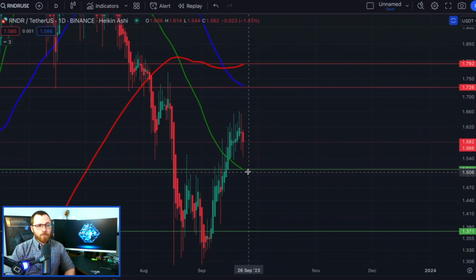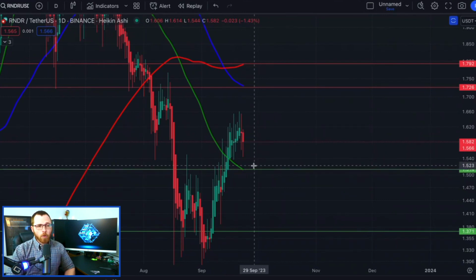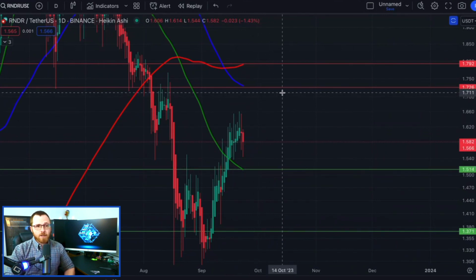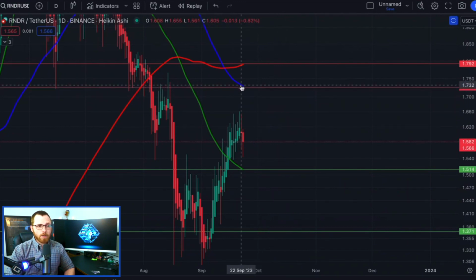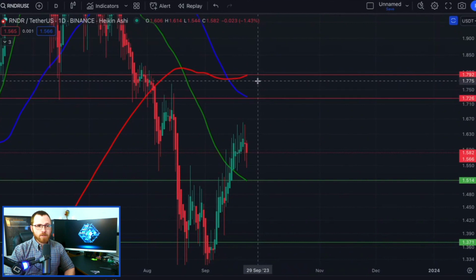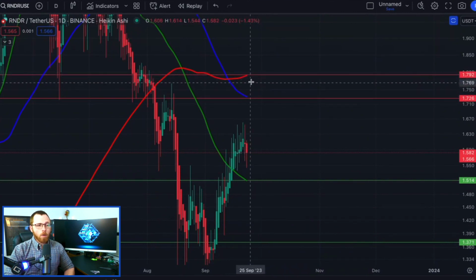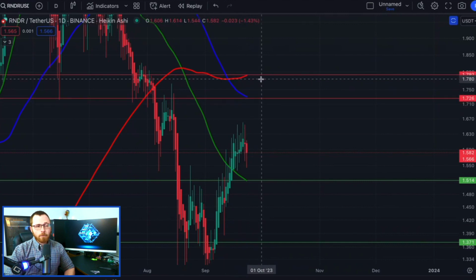If it can bounce off the 50-day moving average and treat it as support, the next lines of resistance are the $1.72, $1.73 area where the 100-day moving average is, and then up here at almost $1.80, $1.79 where the 200-day moving average is. Those are the next significant lines of resistance.